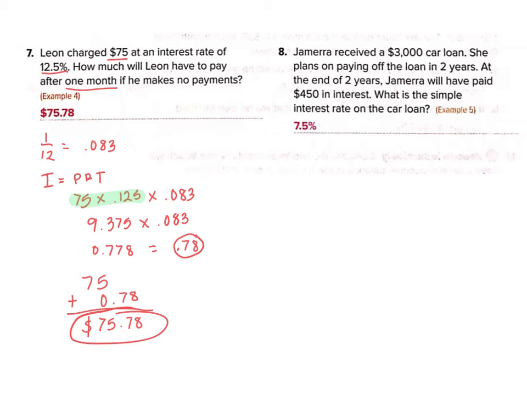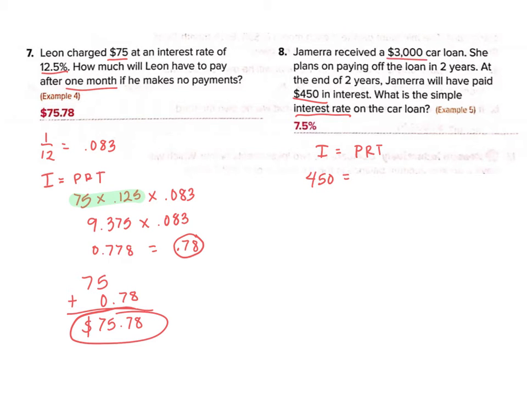A similar process for number 8. Jamira received a $3,000 car loan. She plans on paying off the loan in 2 years. At the end of 2 years, she will have paid $450 in interest. What is the simple interest rate on the car loan? In my equation, I equals PRT, now we're not solving for I, we're solving for R, because we're looking for the interest rate. The interest that was made was $450.